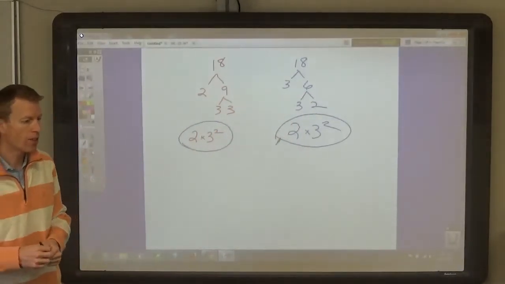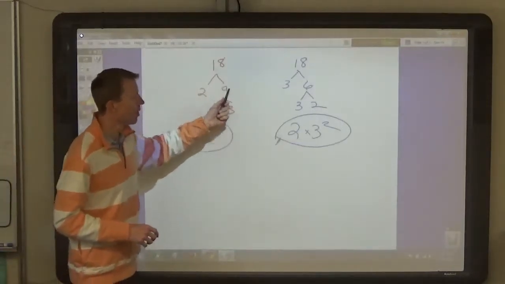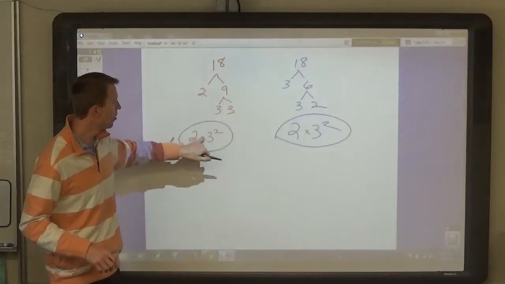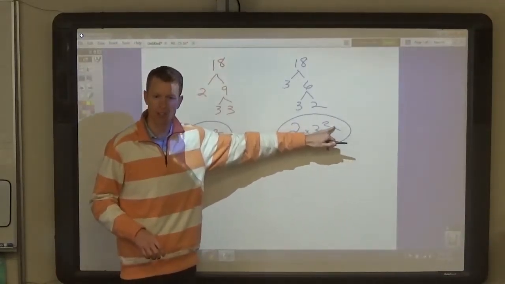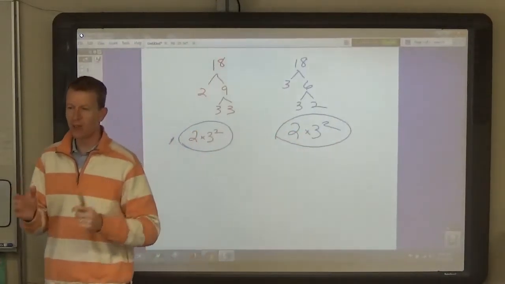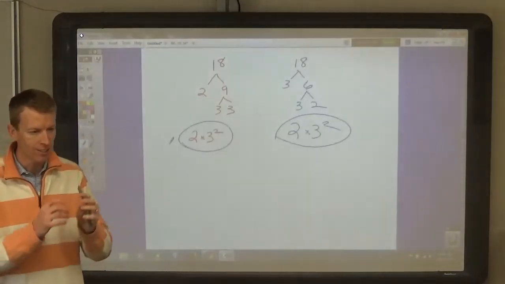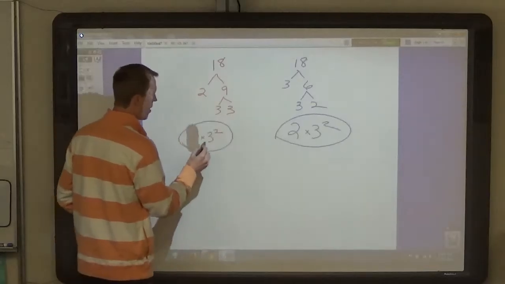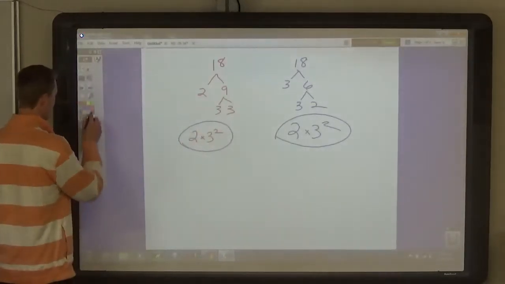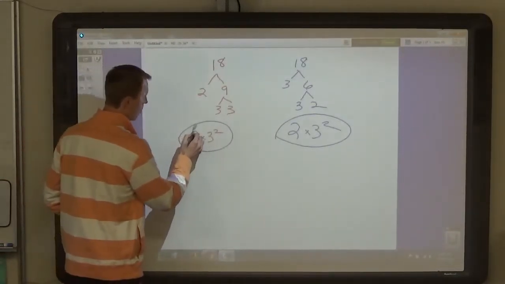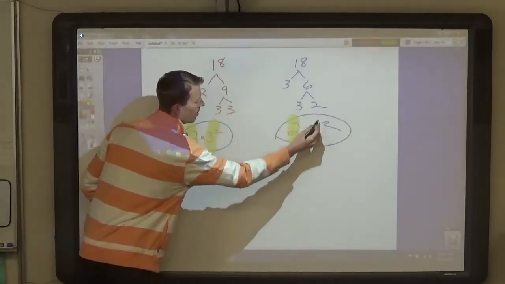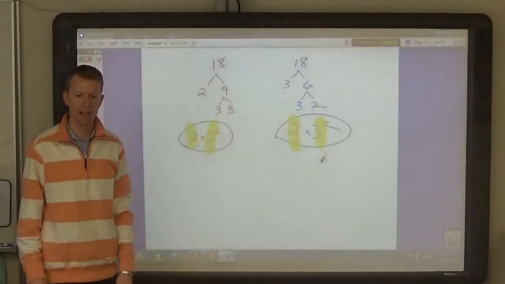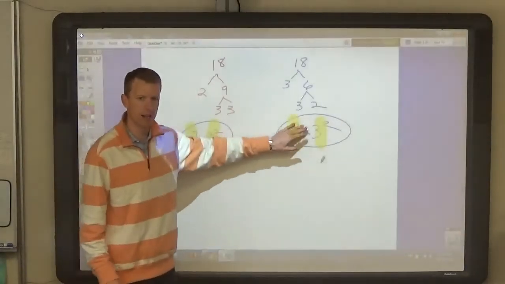Okay? Whatever factors you start with don't matter, because when you keep factoring, you'll get to the same prime numbers. There's more than one way to factor these out, because you will get to the same prime factors. There's just a different way to get to them. All right? But your formula should be the same.